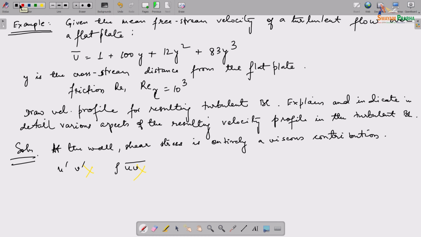So, if viscous is the entire contribution, then we can write tau wall to be equal to mu du mean dy at the wall. Now, in our case, u mean is given to us, and I can calculate the du mean dy. Can I not? So, let us do that.